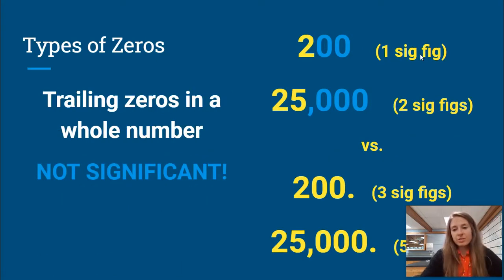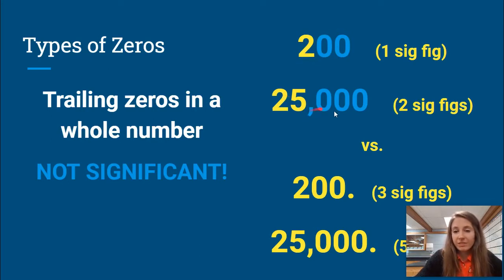The next type of 0 that I'm going to talk about are trailing zeros in a whole number. So if we look at the number 200, the 2 here is significant because it is a non-zero digit. That's rule number 1. The zeros after it are not significant because we also call these placeholder zeros. They have to be there in order to make this number 200. Okay, so this would only have one sig fig, and that's the 2.